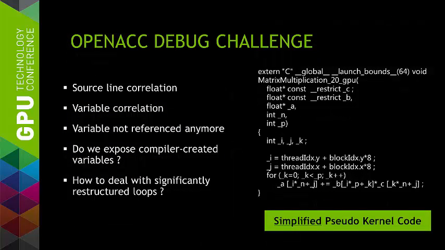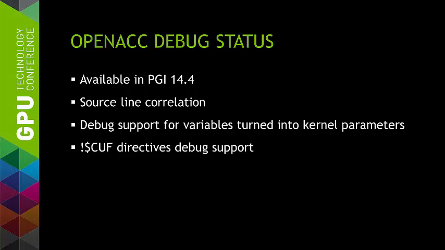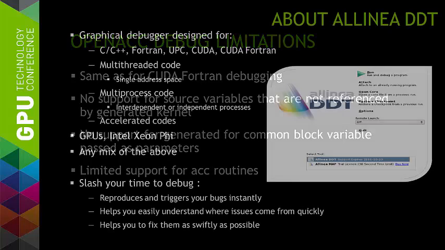We worked really hard to try to keep source line correlation between the generated CUDA code and the original source code, and variables in the generated CUDA code and the original source code. And what do we do with compiler generated variables? There's a lot going on here. But there's been some stuff available for a little over a year. It's not perfect. It has some limitations; we have addressed a few of these, but not all of them.